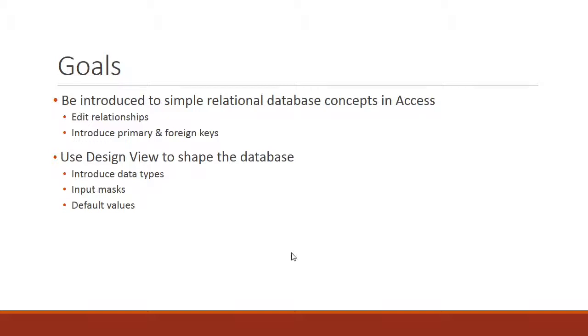We're going to introduce data types and find out which data types are going to be the best options for this particular case. We're going to then look at input masks, specifically for the telephone numbers of our customers, so we can input them quickly and accurately and have them all look the same. And then we're going to set default values for some of our fields.